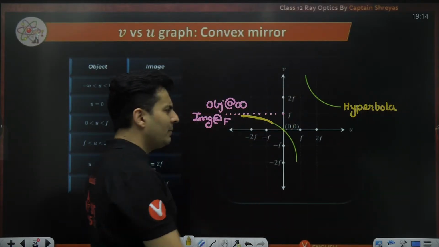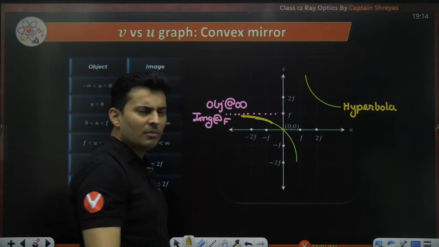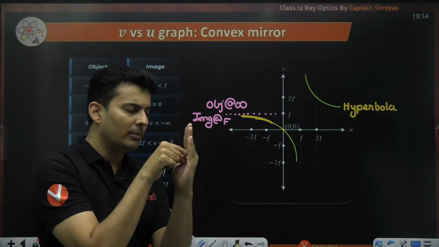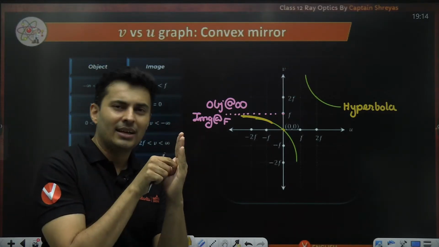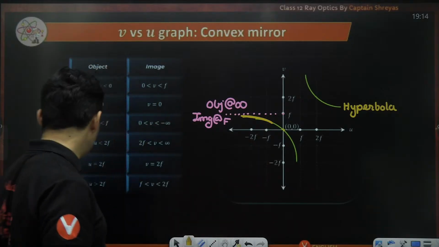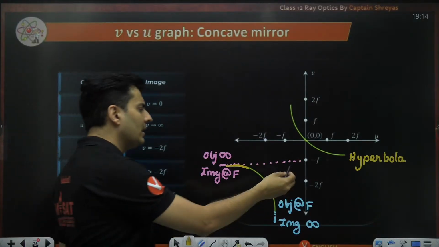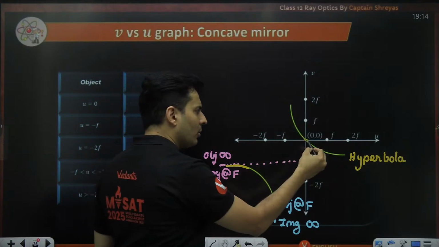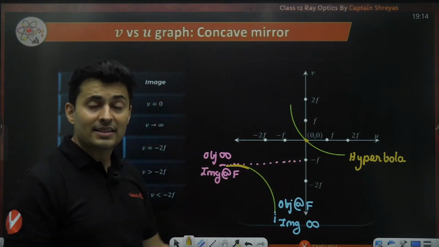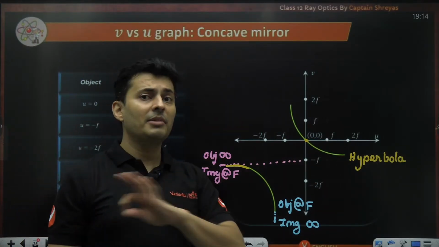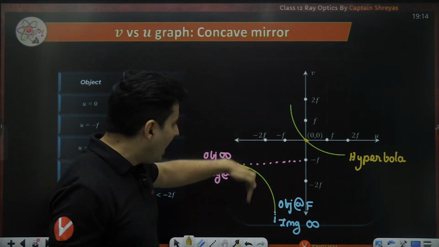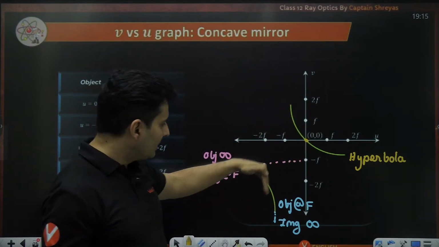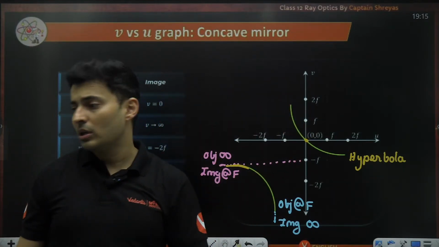This is a hyperbola. It passes through the origin. It has to, because if you place an object on the pole, the image will also be formed at that same place. So the graph will definitely pass through the origin. Same thing will be here, because the other half of the hyperbola will have to pass through the origin. Always, whether it is a convex mirror or a concave mirror, one part of the hyperbola, either this part or that part, will pass through the origin.